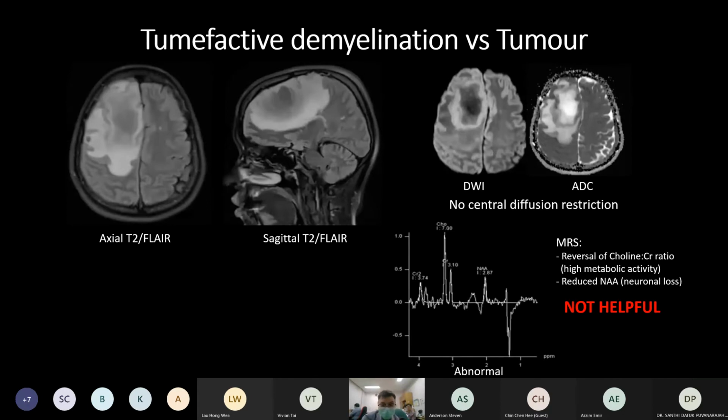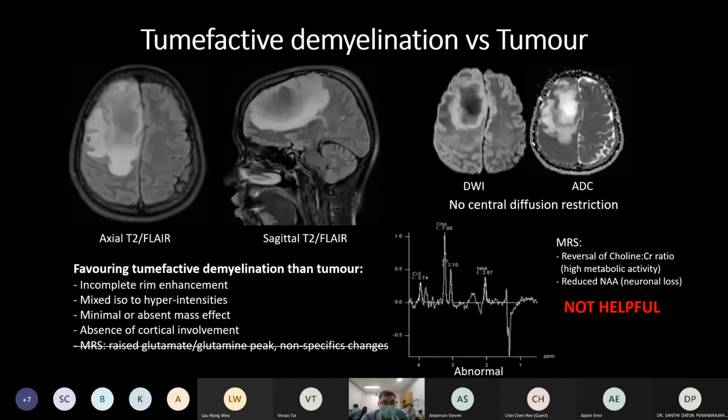And this is the time that we actually need some extra tool to help us differentiate. So just forget about MRS. This is something for academic purpose, and for everyone, good to know, okay? But the real gist behind how we differentiate tumefactive demyelination and tumor is, we look at the pattern, okay? We look at whether the enhancement is a complete or incomplete ring enhancement.